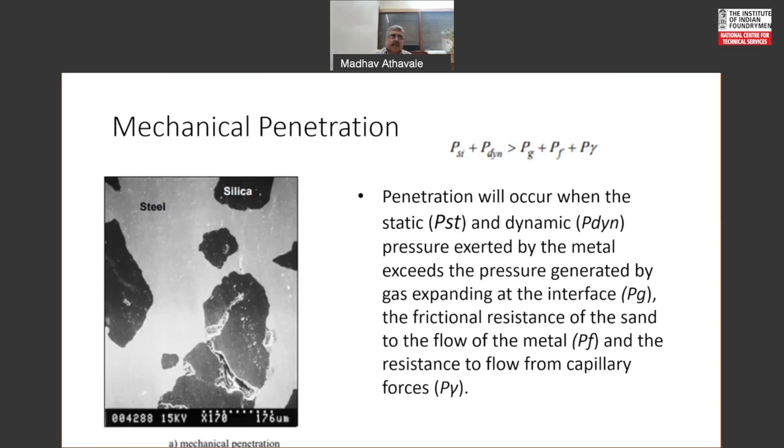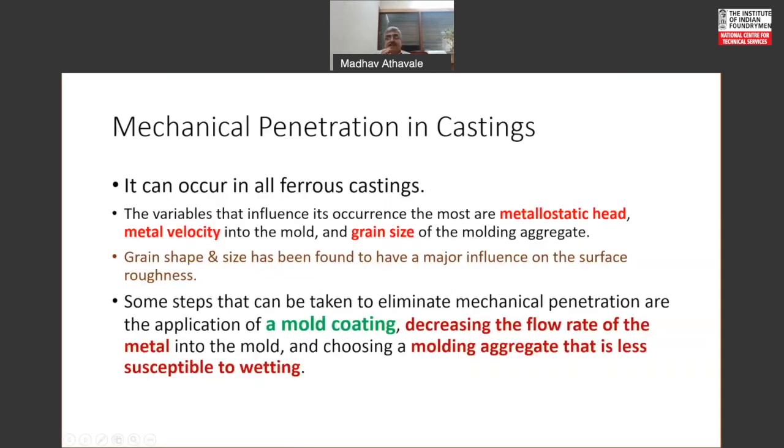So mechanical penetration in castings can happen in all ferrous castings. And as we said, the variables are the metallostatic head, metal velocity, grain size of the molding aggregate and the way the surface has been compacted. The grain shape and size have been found to have a major influence on the surface roughness.